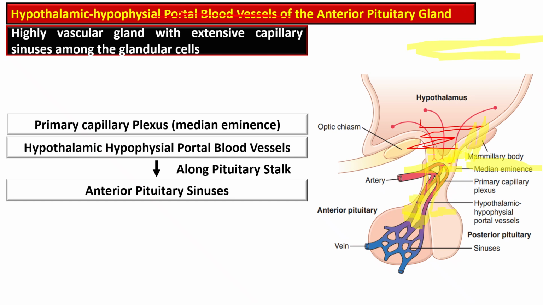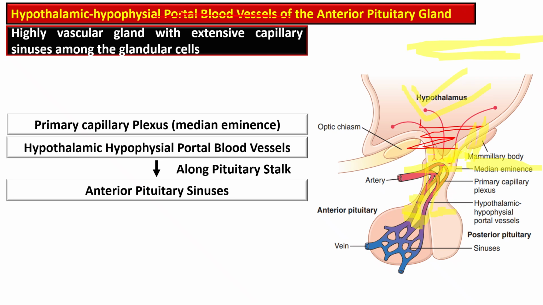The functional role of this is that the hypothalamic neurons secrete releasing or inhibiting hormones into the median eminence capillaries, and these hormones travel directly to the anterior pituitary, where they modulate the release of the hormone. For example, thyrotropin releasing hormone stimulates TSH secretion, while dopamine inhibits prolactin release.